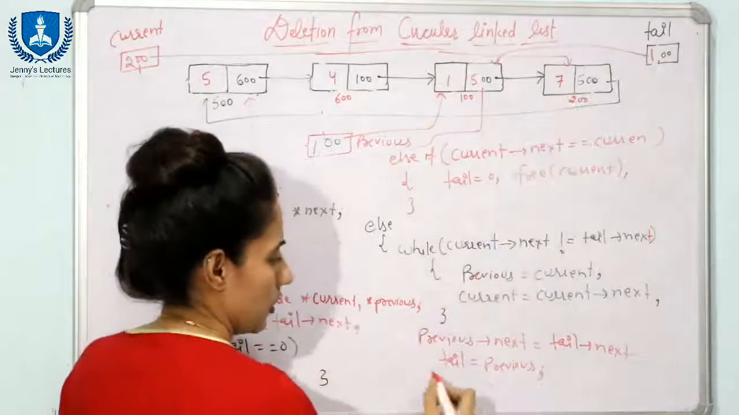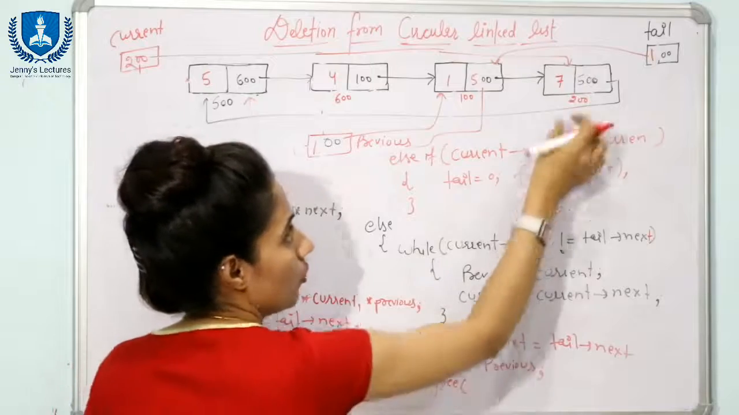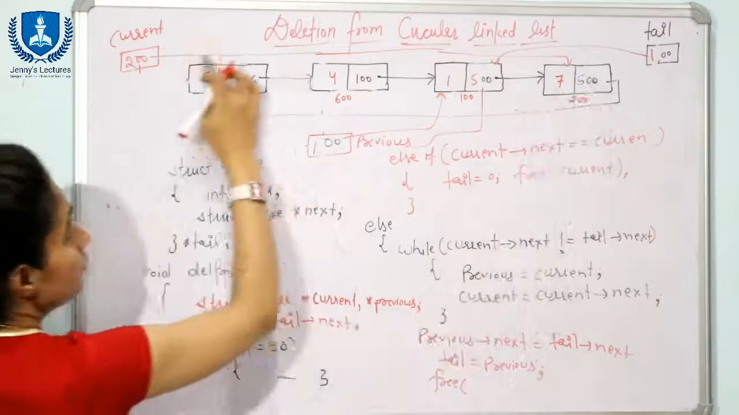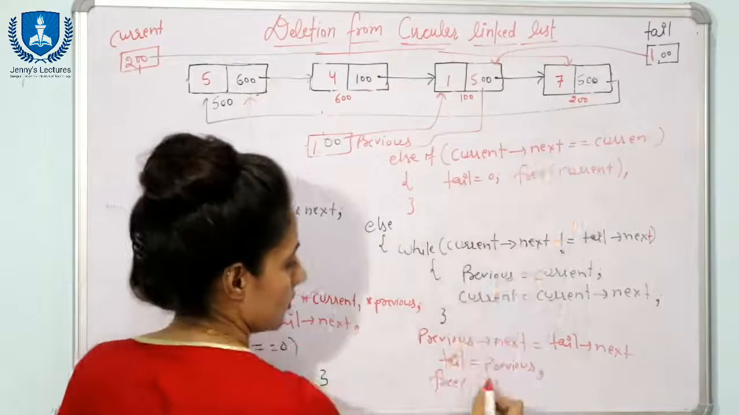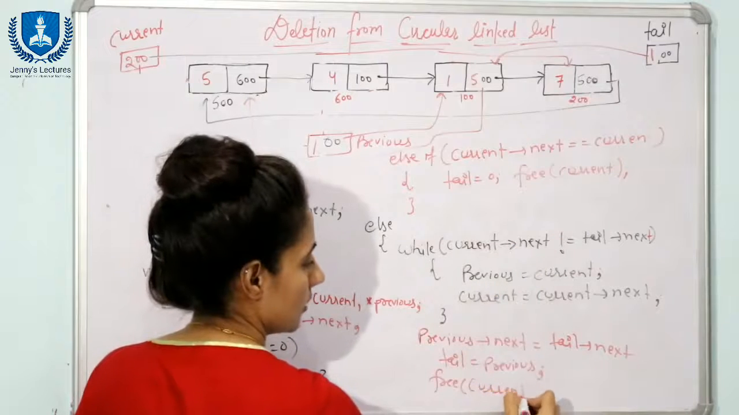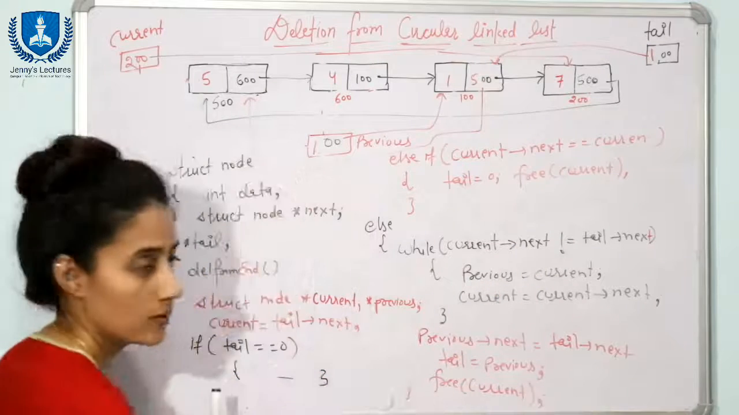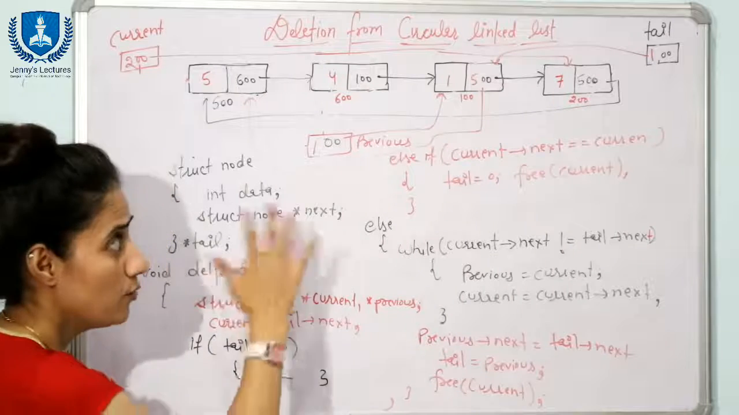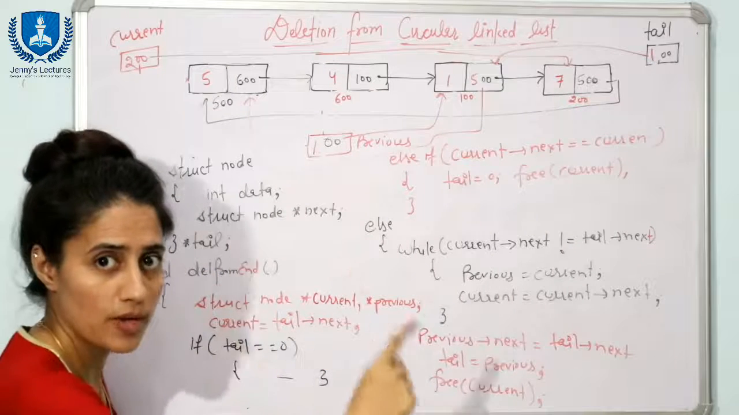Now you can free this memory. So here you can write free pointer to this node. You can see this pointer current. Current is containing this address. So here you can write free current. Fine. So this is how you can delete data from the end position.